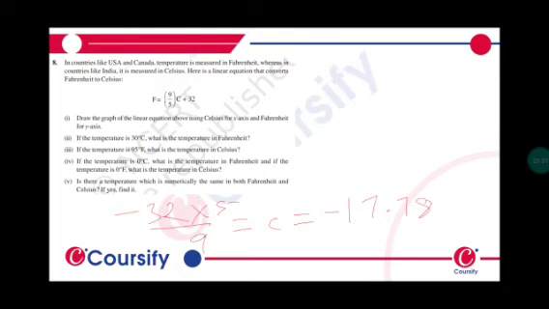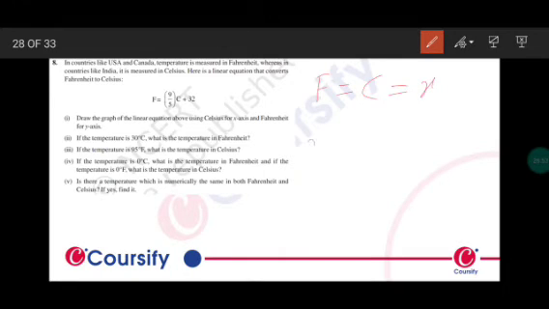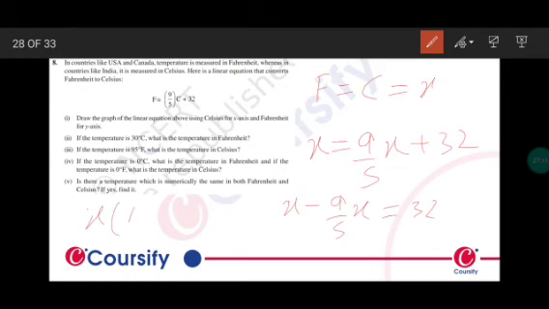And the fifth part, is there a temperature which is numerically the same for both Fahrenheit and Celsius? So suppose Fahrenheit is equal to Celsius, let it be X. So the equation will become X = 9/5 into X + 32. So we need to find it. X minus 9/5 X is equal to 32. X will be common, so X (1 minus 9/5) is equal to 32.